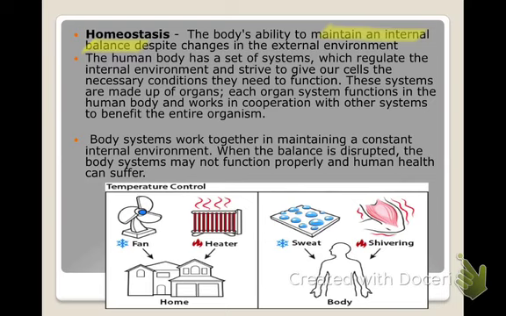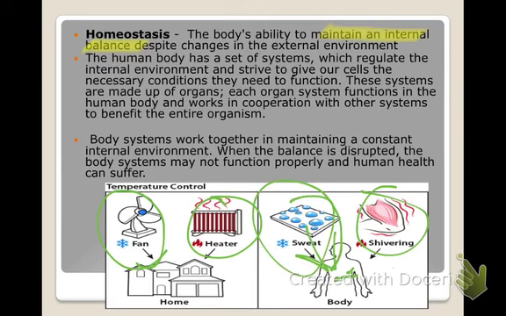In your home, if it's too cold, you turn on the heater. If your body is too cold, you start to shiver. Shivering makes your muscles expand and contract. Expanding and contracting creates heat. Heat makes you warmer. In your house, if it's too hot, you turn on the fan or the AC to cool it down. In your body, if your body's too hot, you start to sweat. Sweating causes you to cool down. Remember, we talked about that.